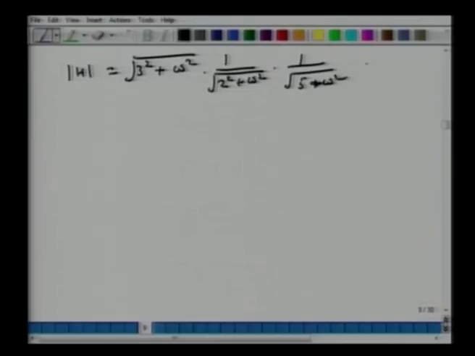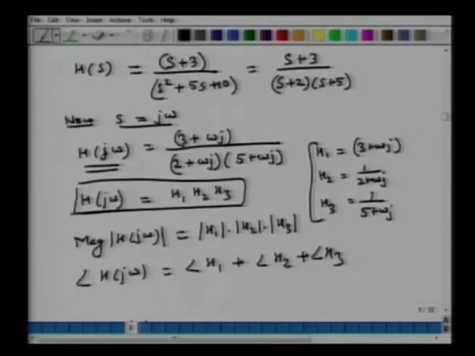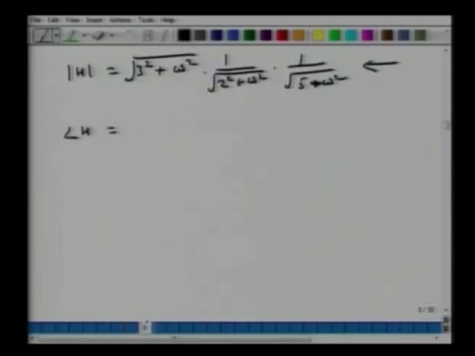So now we have a relation, and I can plot the magnitude component of H in terms of omega. Similarly, the phase component I can plot, and I know from complex variable theory that the phase of H is basically a summation of phases of H1, H2 and H3. So that is what I will do.